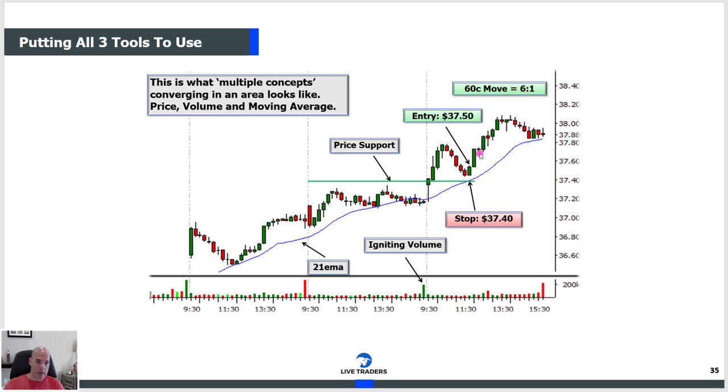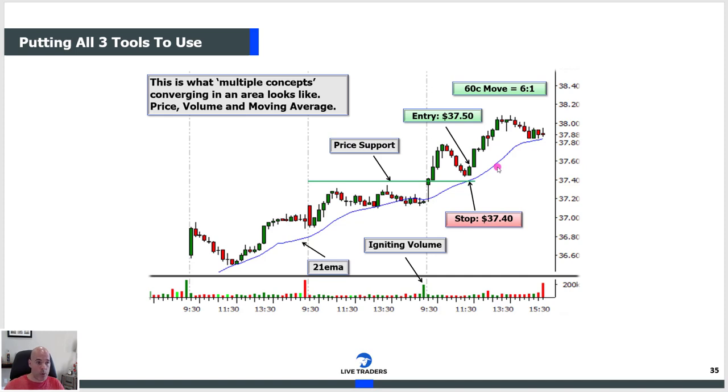There's your entry, there's your stop, and then you let it rip. Your first target would be 3780, which is 3-1. Your second target would be however you want to manage it out. You would not short a stock like this. You would only go long on this because it's in an uptrend, right? It always helps to match your time frames as well.